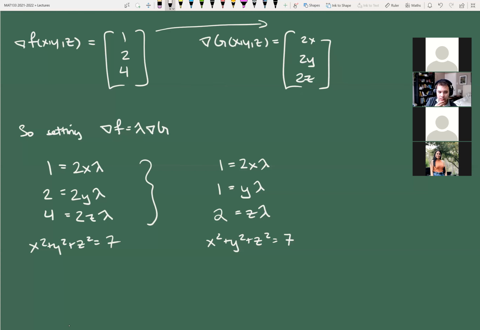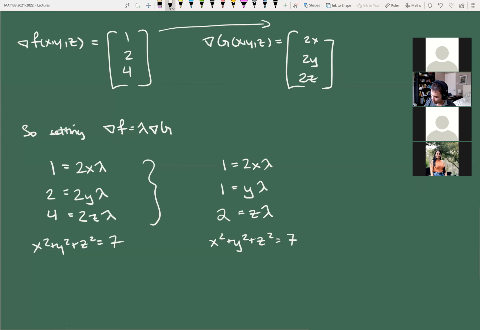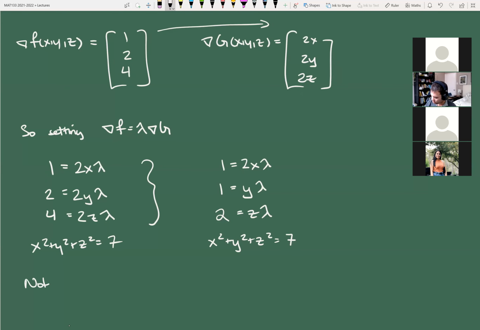Sure, I can. Just give me a sec. So what if I just solve each of these equations for x? First of all, lambda can't be 0. So note, lambda is not equal to 0. Do you see why it's not equal to 0? Why can't it be 0?